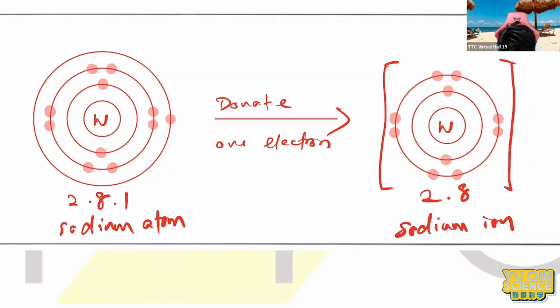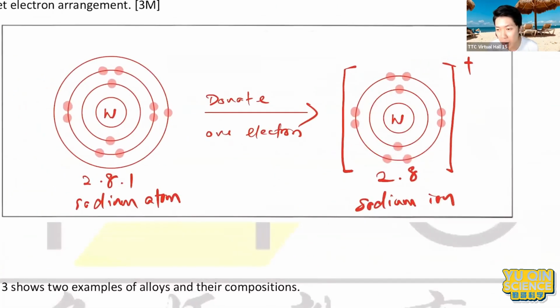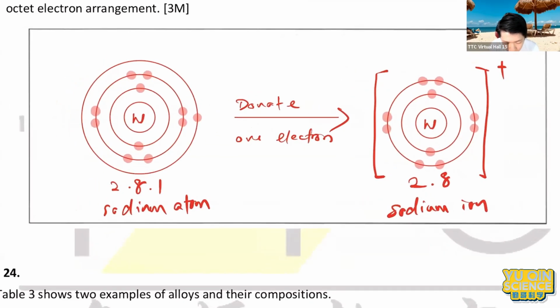And this becomes positive. You throw away a negative, now you become more positive, positive by 1. So then we just have to write positive, because it's positive by 1. If it's positive by 2, then we have to write 2, but now it's just positive. It's a sodium ion in that way. Okay? I think that's pretty much how you draw the formation of ions.